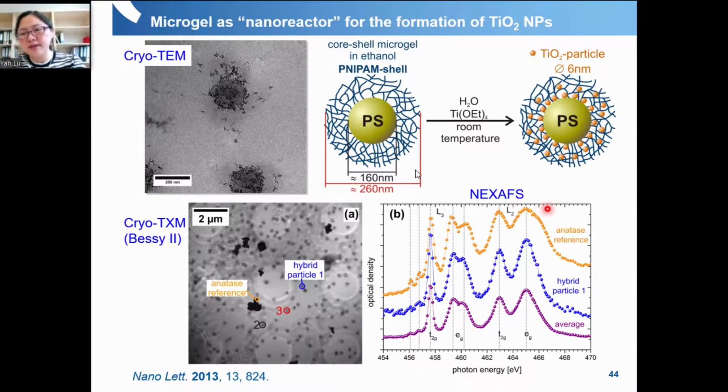And this NEXAFS spectroscopy can help you confirm what kind of crystal phase you have for the titanium dioxide. In that case, you see we have this orange curve, measured from the particles, and this black one is a reference sample we mixed together with our particles. And you see, this anatase reference, the peaks are well fit. They look similar to our hybrid nanoparticles. So this also confirms the formation of anatase nanoparticles in the microgel templates.